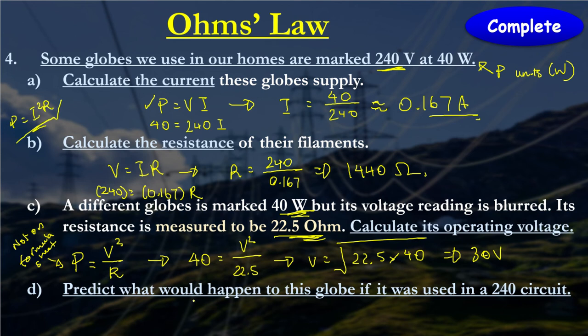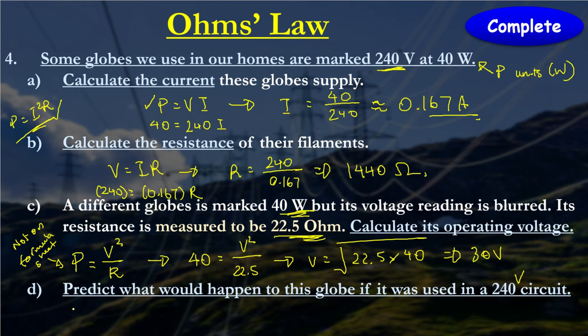Question D, it says, predict what would happen to this globe if it was used in a 240 volt circuit. Okay, so if we have a look, if we use 240 volts, but the operation voltage is only 30, the circuit is way larger than our actual globe.